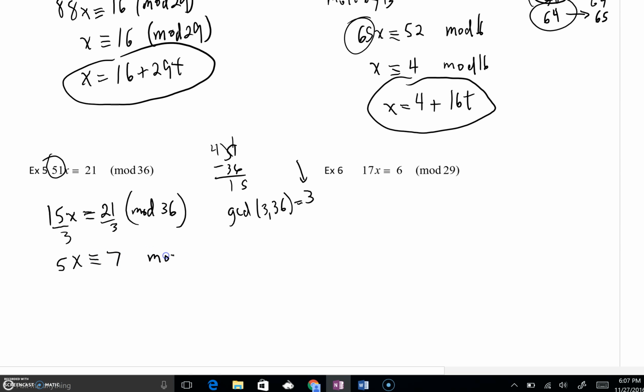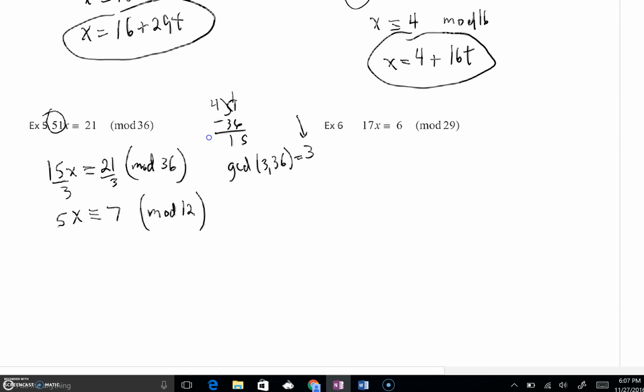Here's your new modulus. It's no longer 36. 36 divided by 3 is 12. Brand new mod. As you're looking at the multiples of 12, you've got 24. Your ultimate goal, though, is to get a remainder of 1.